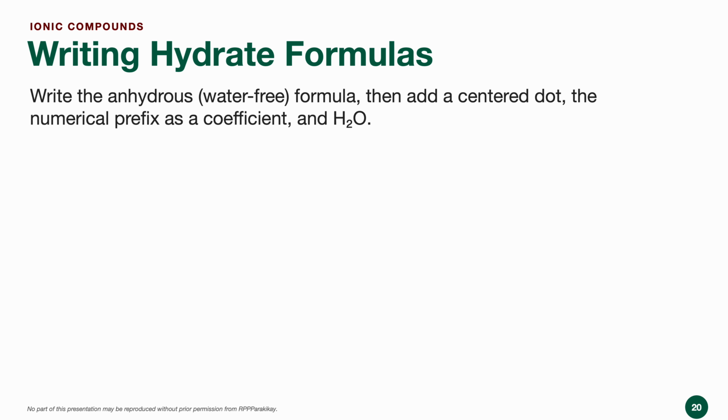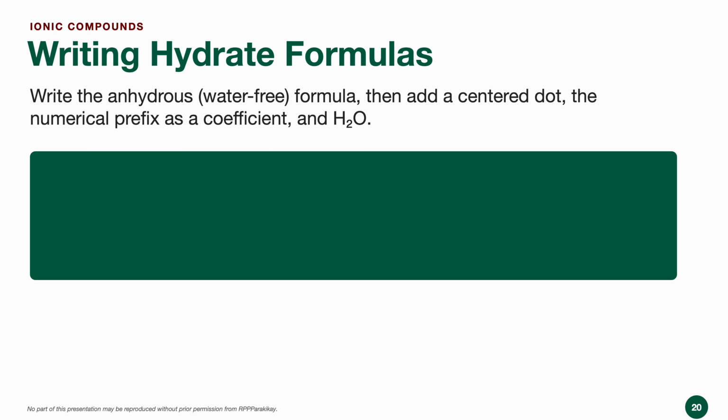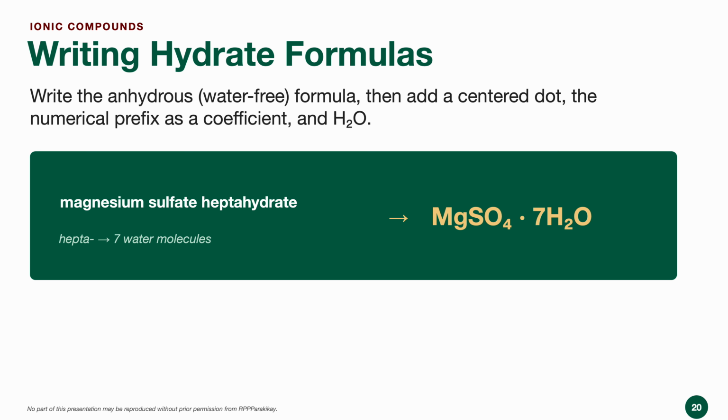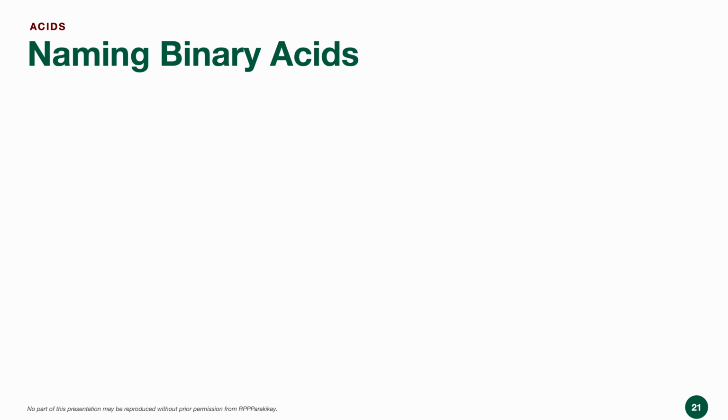First, write the ordinary anhydrous ionic formula or the ionic compound name without the water, and then add a dot followed by a coefficient equal to whatever the prefix in the name says. So for example, we have magnesium sulfate heptahydrate. Magnesium sulfate is MgSO4 on its own, but since we have heptahydrate in the name, it tells us it has 7 water molecules. So the full hydrate formula is as follows: MgSO4·7H2O.